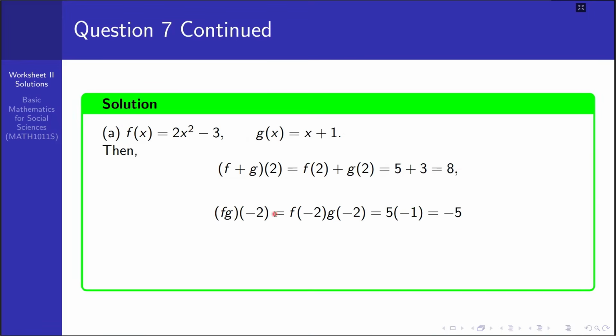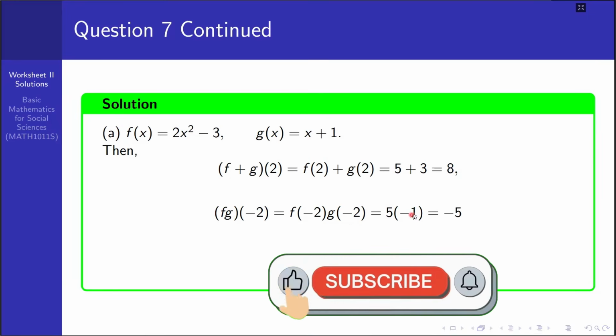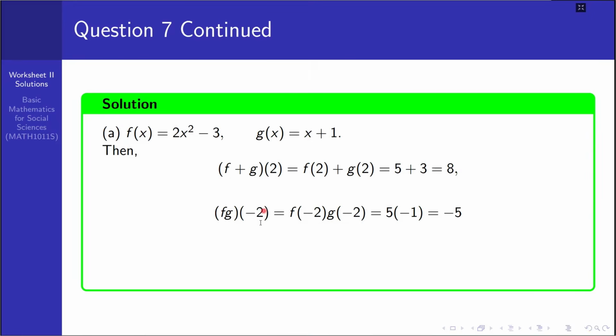Similarly, f times g of minus 2 is f of minus 2 times g of minus 2. But f of minus 2 is minus 2 squared, which is 4, times 2, that's simply 8. 8 minus 3 is 5. And g of minus 2 is minus 2 plus 1, that's minus 1. Therefore, this is minus 5. Therefore, f times g of minus 2 is minus 5.